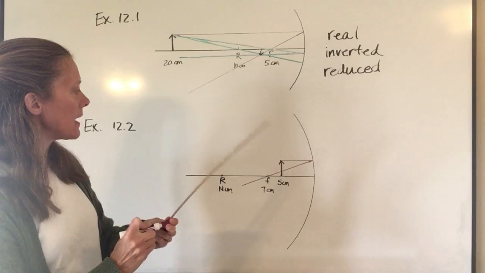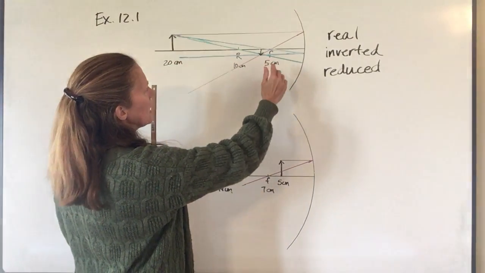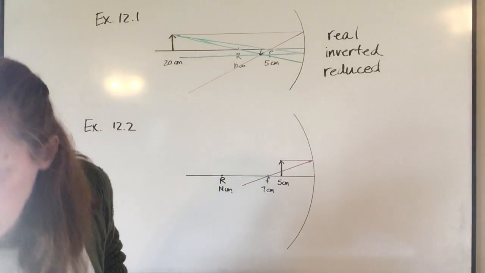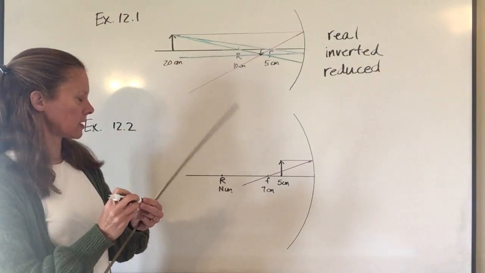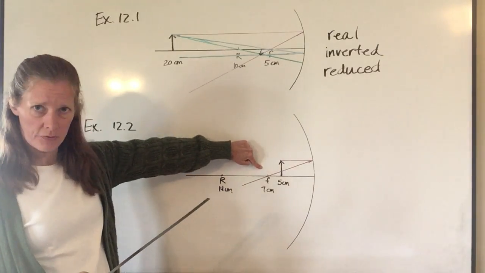The second ray, we said if it goes through the focal point, it's going to reflect back off parallel. And that blue marker didn't work so well that last time, so let's try the green one this time. This object is in front of the focal point.